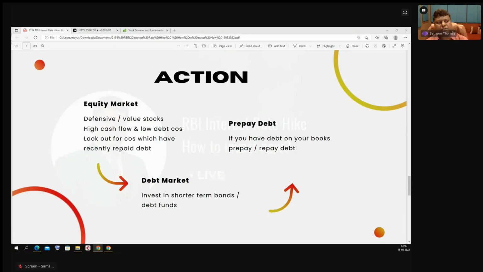About the equity market, we already talked about defensive value stocks, high cash flow stocks, low debt companies. Look out for companies which have recently repaid their debt. And also, if you're parking some money in the debt market, you want to put them in short-term bonds or debt funds, right? And if you have any debt on your books, this is a good time to prepay. If you have cash with you, you have debt on your books, this is a good time to prepay, because any interest that you save is also money that you earn. So that's the overall picture in how to navigate these 1 or 2 quarters, next 6 months in the high inflation scenario.